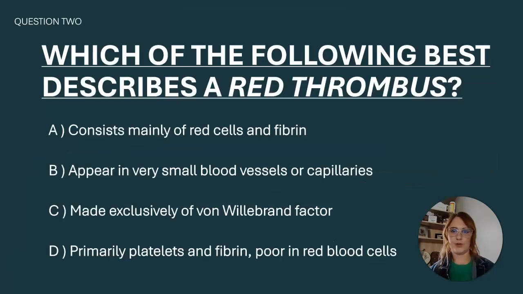All right, question 2. Which of the following best describes a red thrombus? A, consists primarily of red cells and fibrin. B, appear in very small blood vessels or capillaries. C, made exclusively of von Willebrand factor. Or D, primary platelets and fibrin, poor in red blood cells.